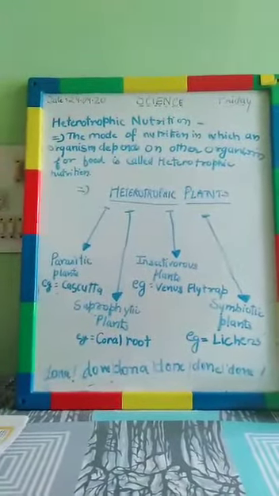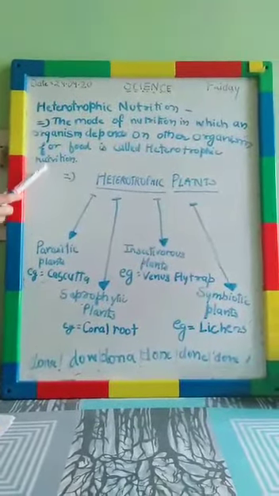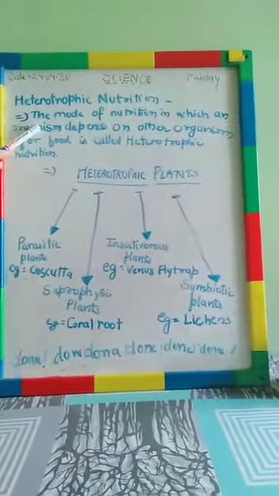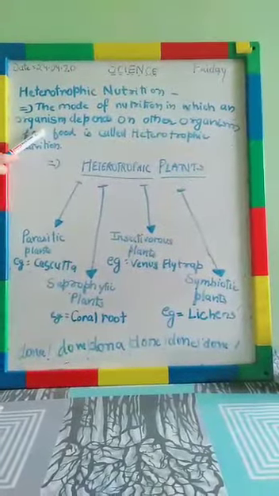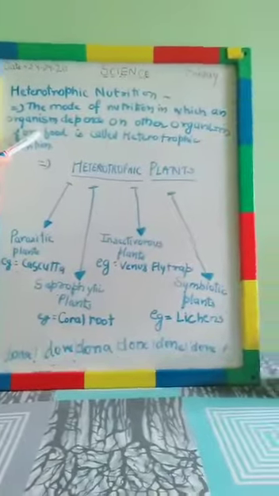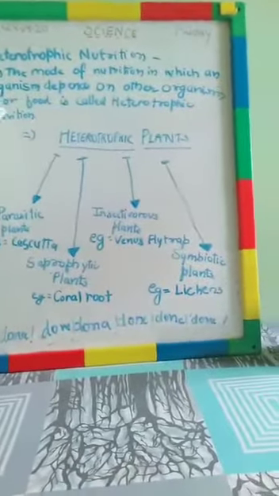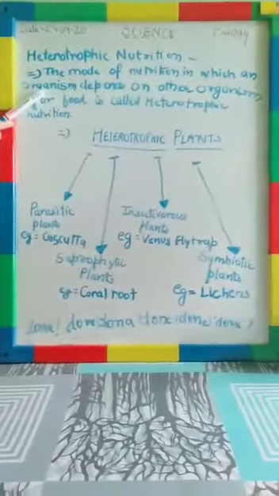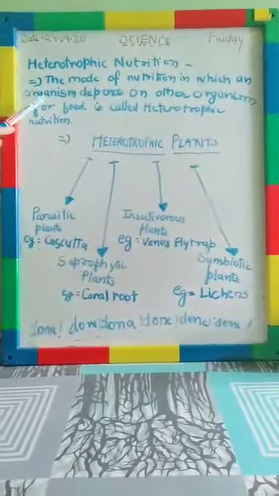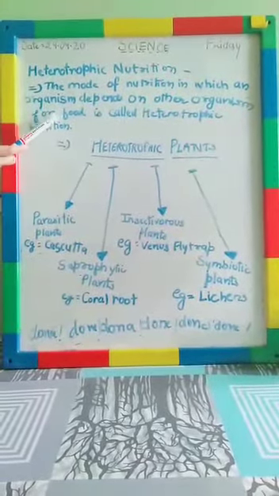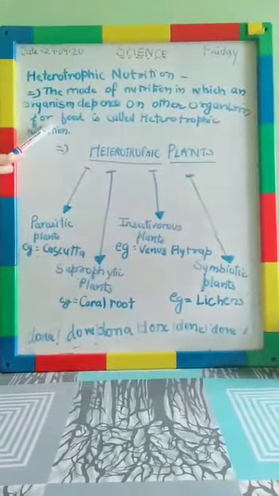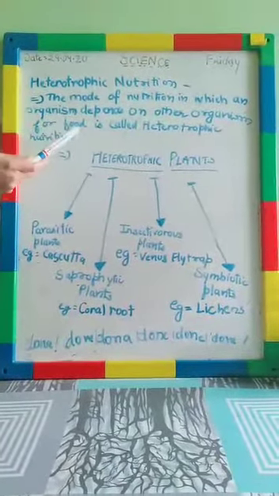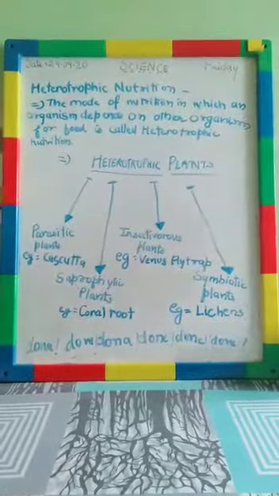Some plants do not contain chlorophyll. Some grow in places where they do not get enough sunlight. Such plants are not able to carry out photosynthesis and depend on other plants or organisms for nutrition. However, some plants, even though they contain chlorophyll and carry out photosynthesis, depend on other organisms for certain nutrients.